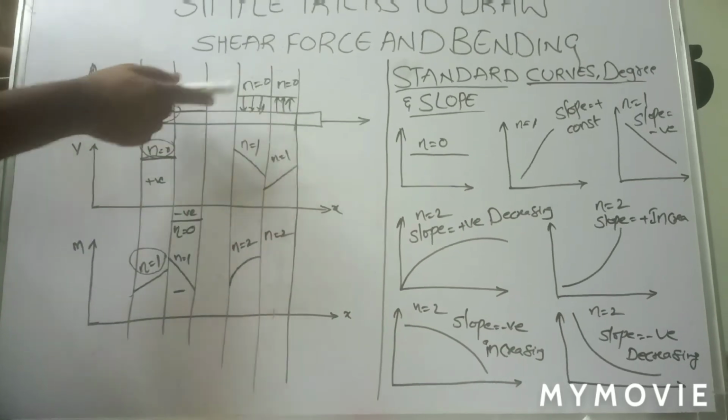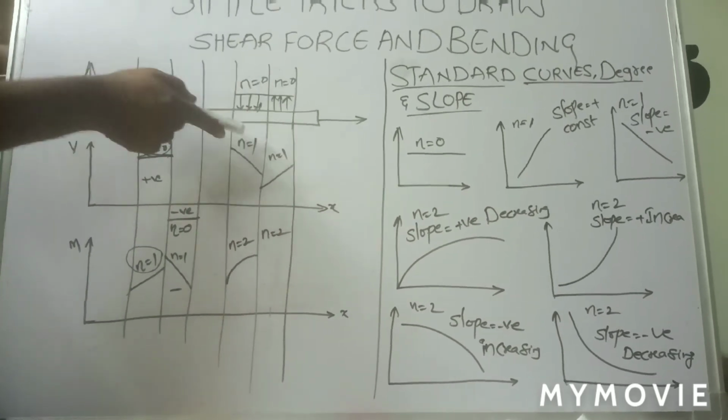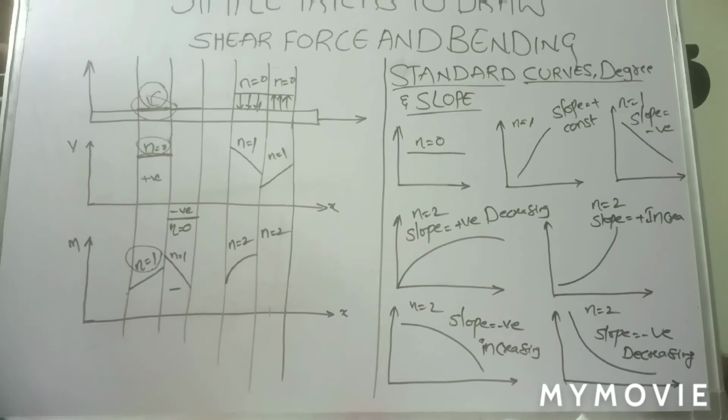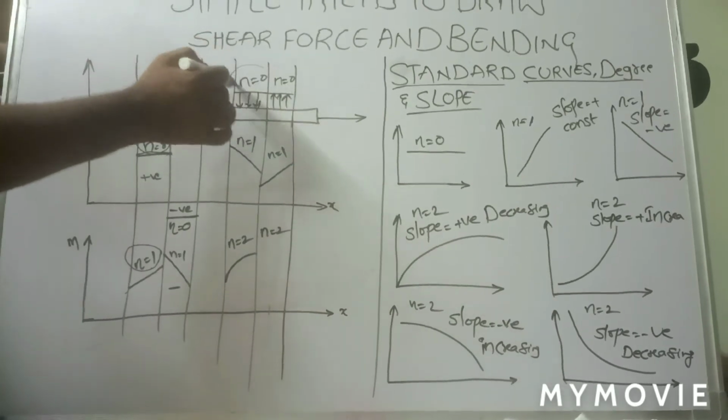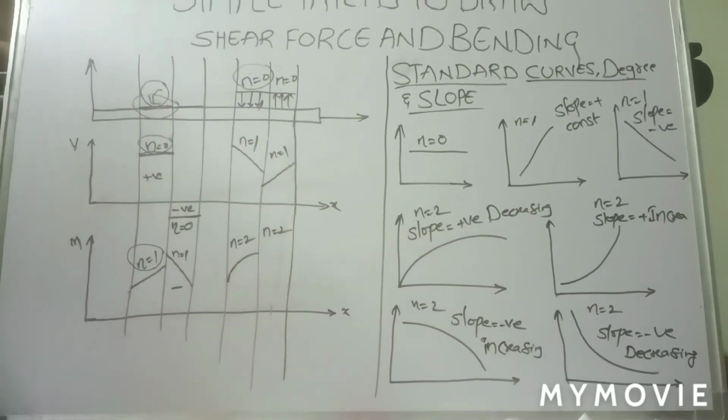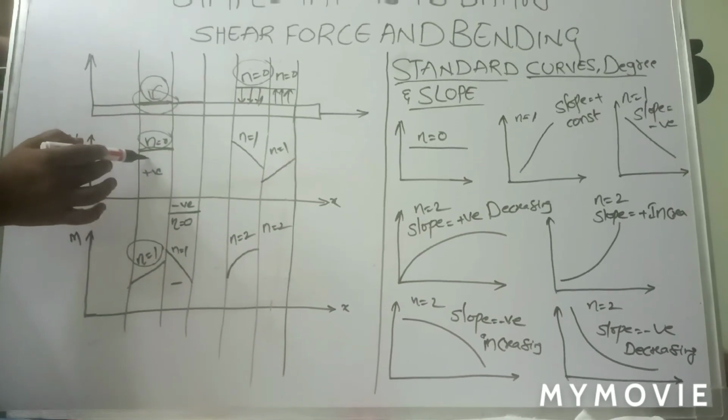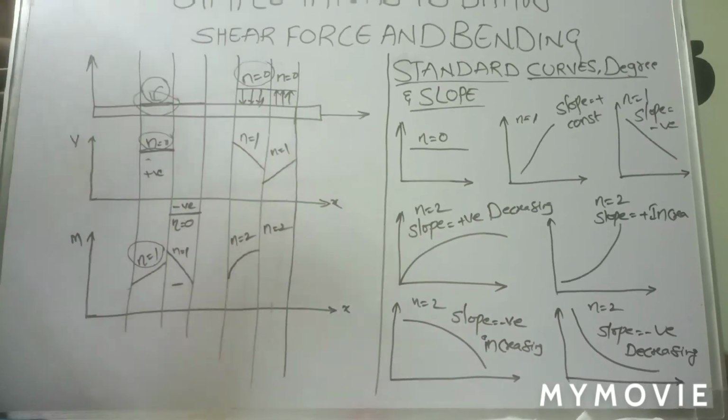Suppose in a UDL, it is acting in the downward direction. I have told you that whenever you have a constant load, here you have a constant load, n equals 0.